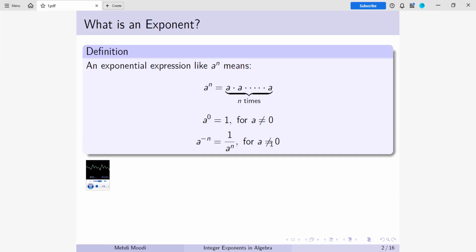And a to the negative n equals 1 over a to the n. Think of a to the negative n as an introvert at a party. As soon as things get loud in the numerator, they quietly sneak downstairs to the denominator where they can act normally.